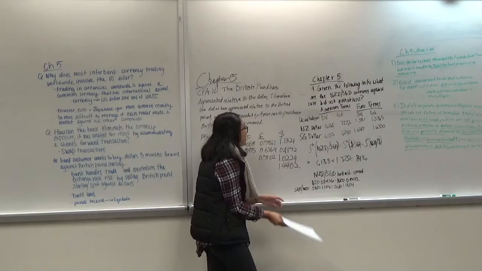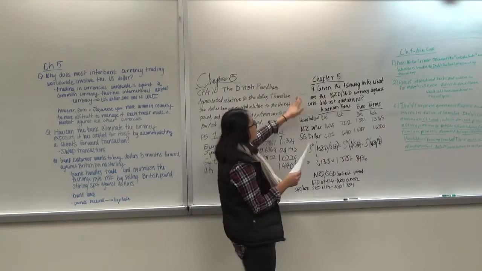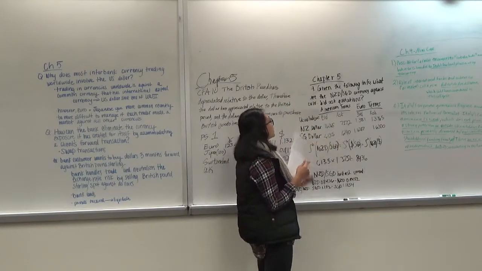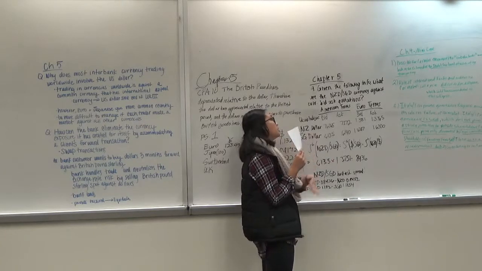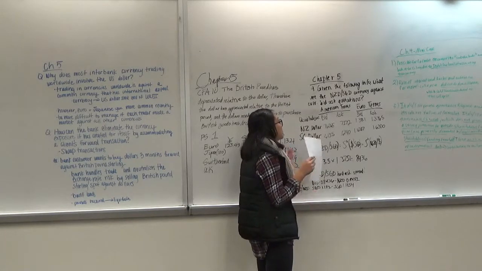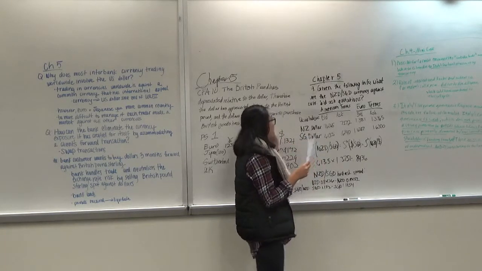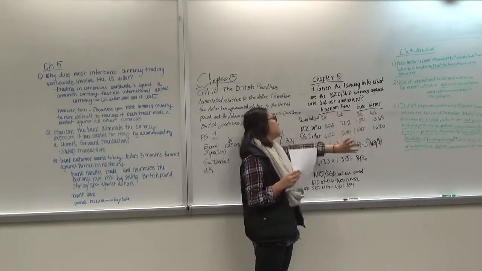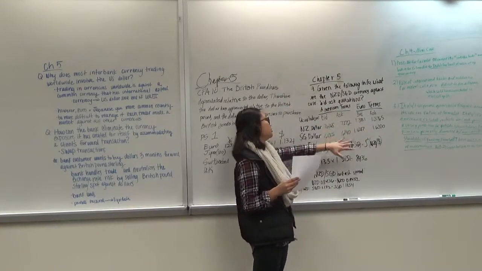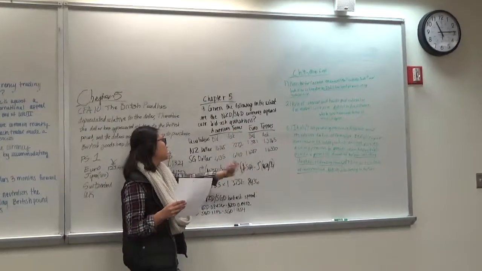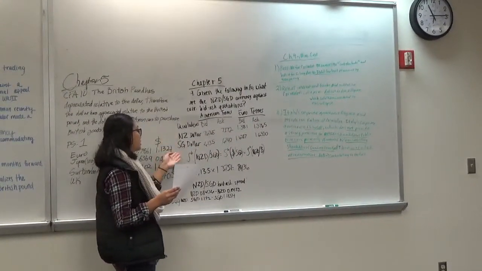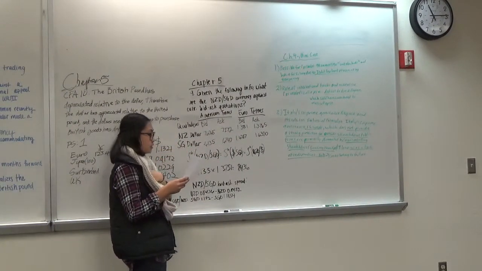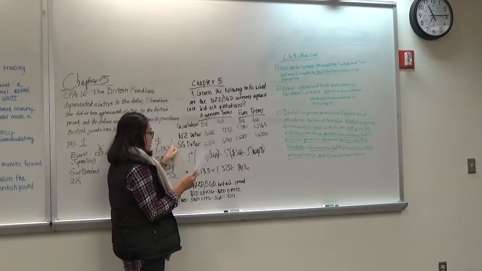Okay, so I have chapter 5, number 9, which asks, given the following information, what are the New Zealand dollar and the Singapore dollar currency against current bid quotations? And so it just gives this information right here in both American and Euro terms, both the bid and the ask, for the New Zealand dollar and the Singapore dollar.